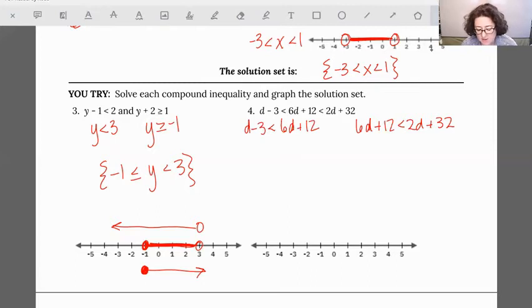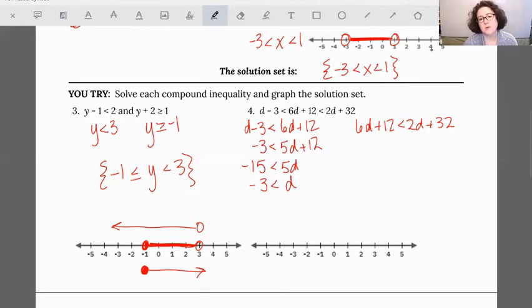So on the left-hand inequality, let's go ahead and subtract d from both sides. So that'll keep our d expression positive. So we can have a -3 less than 5d plus 12. Then we can subtract 12 from both sides. So -15 less than 5d. And then we can divide both sides by 5. And again, I'm dividing by a positive number, so I don't need to worry about changing the inequality. So we'll have -3 is less than d.